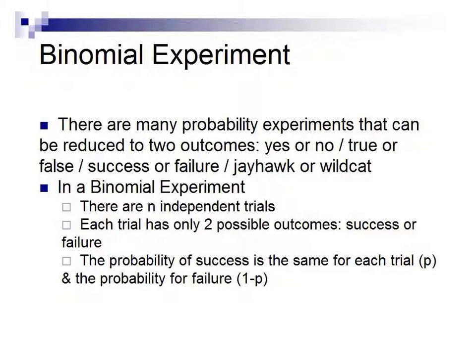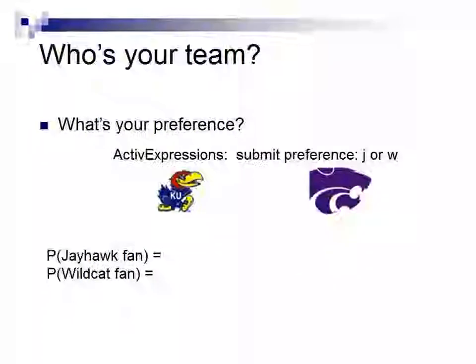Now, the probability of a success is generally given to you, or you can figure it out, and we call that p, which means that the probability for a failure is 1 minus p. In other words, if the probability of a success is 0.1, then the probability of a failure would be 1 minus 0.1, or 0.9.